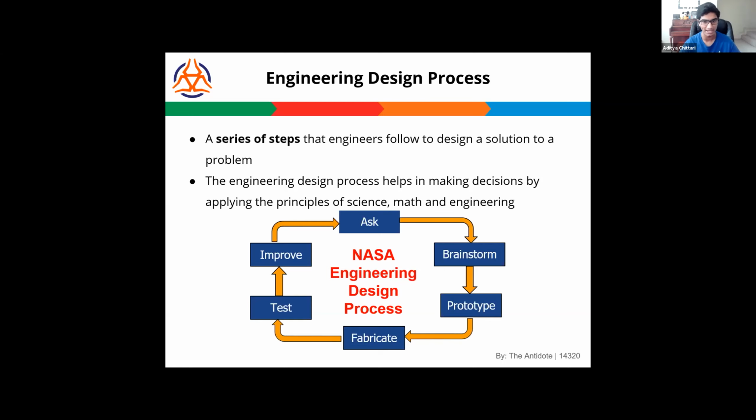The first step is the ask phase. We're going to be asking what the problem is that you're trying to solve. Step 2 is brainstorm. You want to brainstorm solutions and research your ideas. Step 3 is prototype, where you're going to be creating 2 or 3 or more promising solutions from the brainstorm phase. Step 4 is fabricate, where you're going to be creating a working model. Step 5 is your testing phase. You're going to be testing and evaluating your solutions, seeing what's not working, what needs improving, and so on. And then the last, but kind of not last stage, is step 6, which is improve, where you're going to be improving, adapting, and overcoming the problem to reach your solution.